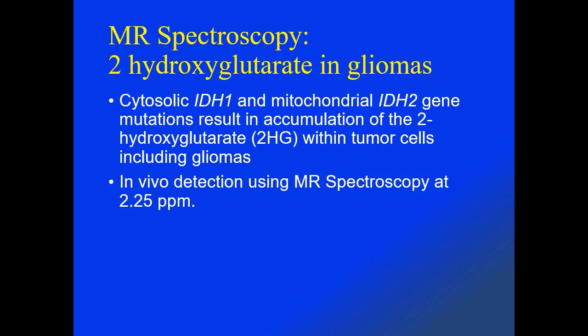MR spectroscopy can also be useful in identifying those patients with IDH1 mutant genes, in that these genes result in accumulation of 2-hydroxyglutarate within tumor cells, including gliomas. In vivo detection of 2-hydroxyglutarate at 2.25 parts per million can be obtained with MR spectroscopy, especially at higher field strength MRI scanners.